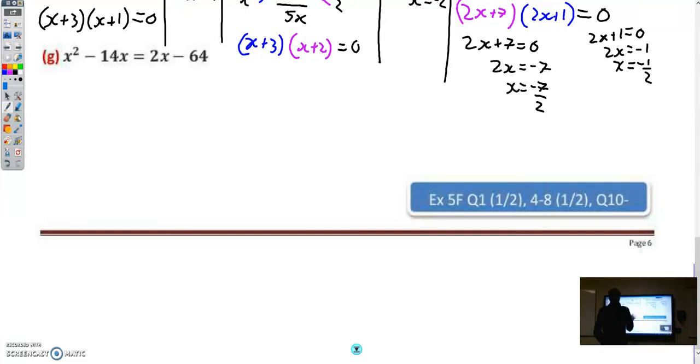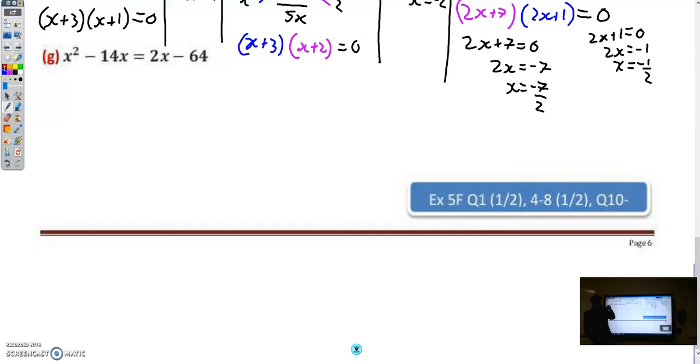All right, your turn's the final question. For solving quadratics algebraically, we have x squared minus 14x equals 2x minus 64. Now, up until this point, we've been solving using the null factor law. That only works if our equation is equal to 0. So the first thing we're going to do is make our equation equal to 0.